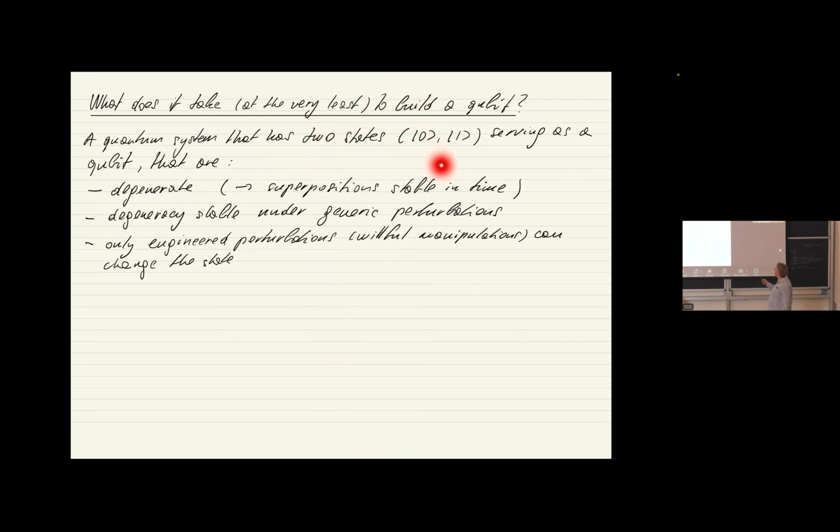It takes two states, related to 0 and 1, and they have to be degenerate in energy. Why do they have to be degenerate in energy? Because if they have different energies and you do nothing, the nice thing is that you can do superposition. That's why you buy qubits. But if they have different energies and you just do nothing, then the superposition changes in the course of time.